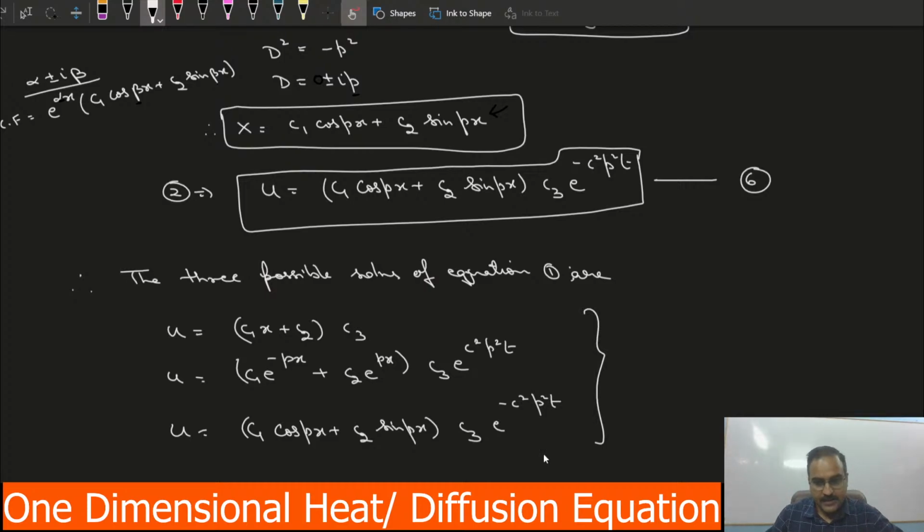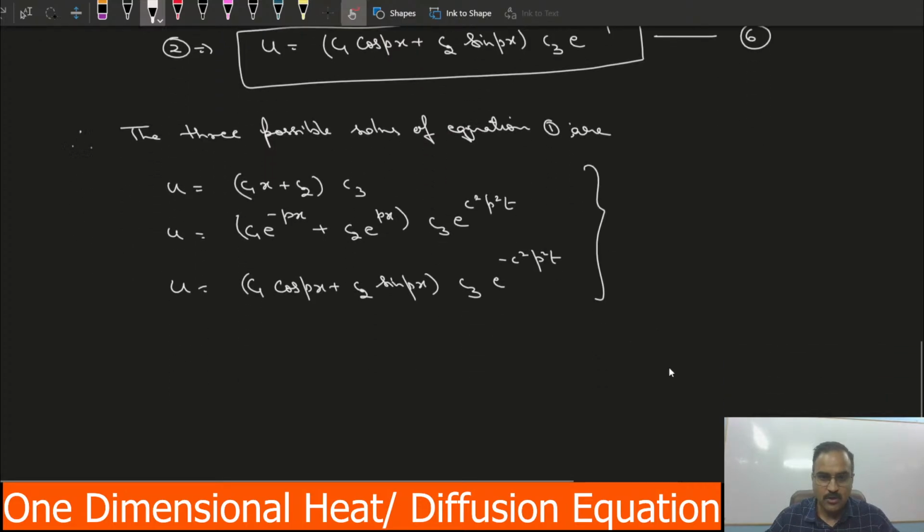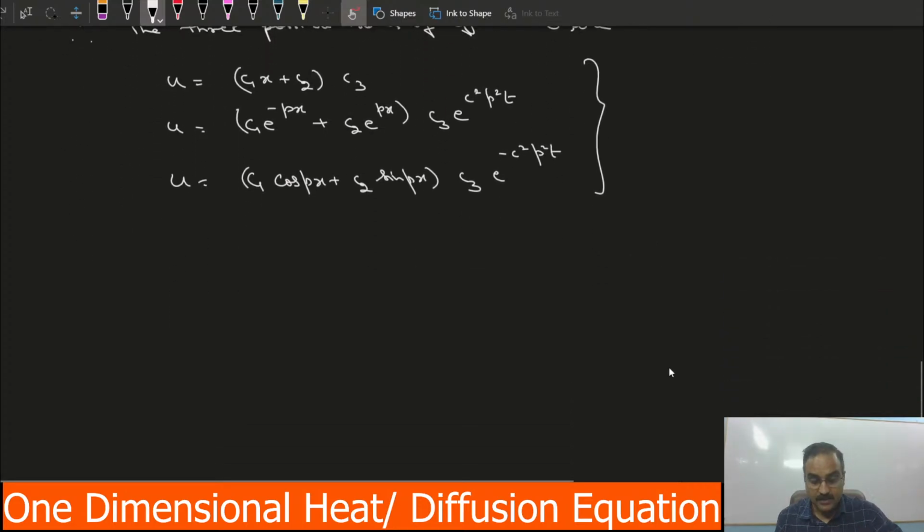Okay, now we'll take a question to solve. We have three constants in this question, that is c1, c2 and c3. So we require at least three boundary conditions to solve it exactly. Okay, so let us take a question.